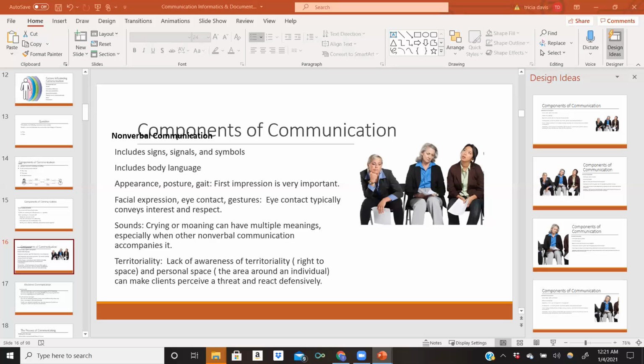Other nonverbal communication can be sounds. So your patient can be crying or moaning, okay? That can have multiple meanings, especially when there's other nonverbal communication. So if your patient is curled up in bed and they're crying and they're moaning, you can ask them what's wrong. Maybe they're having pain. Maybe they're just depressed. It could be a number of things.